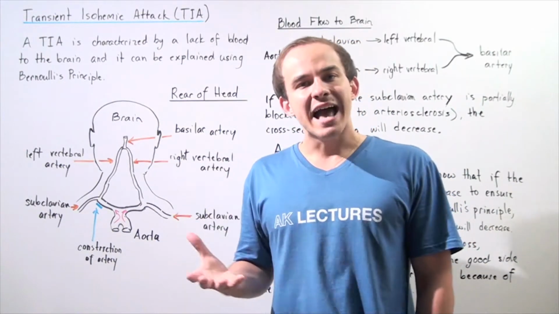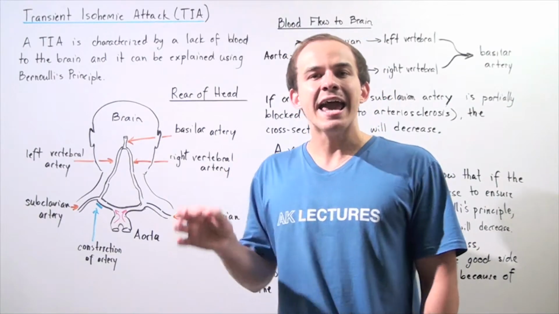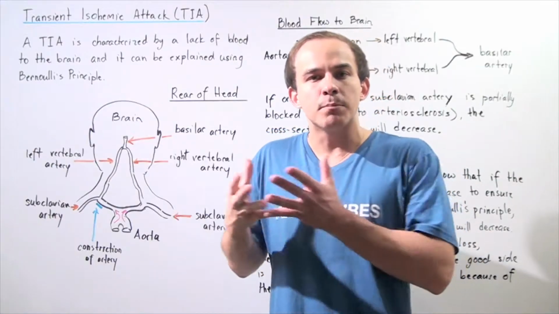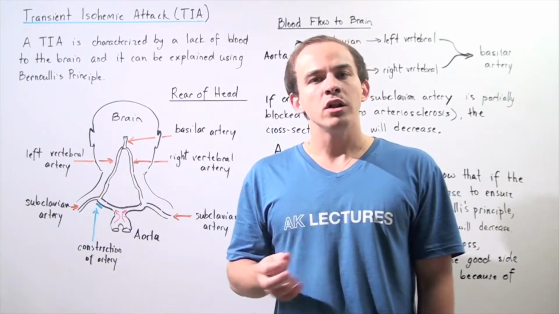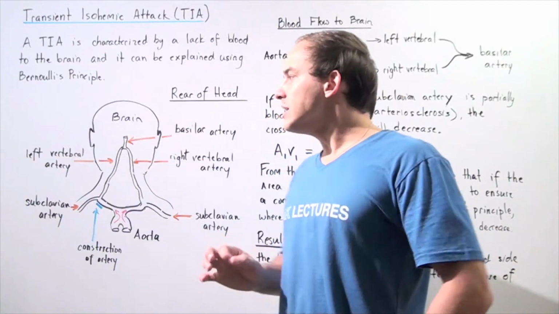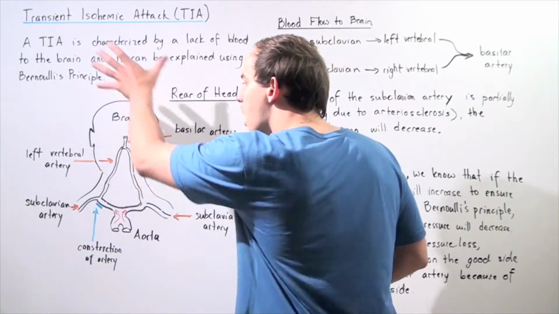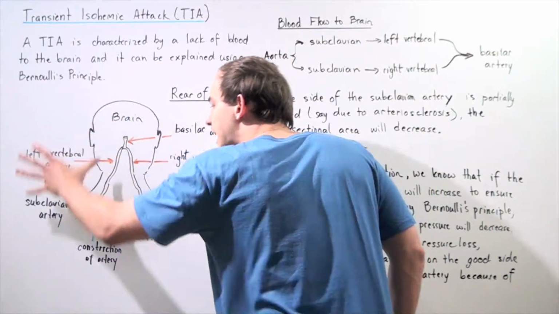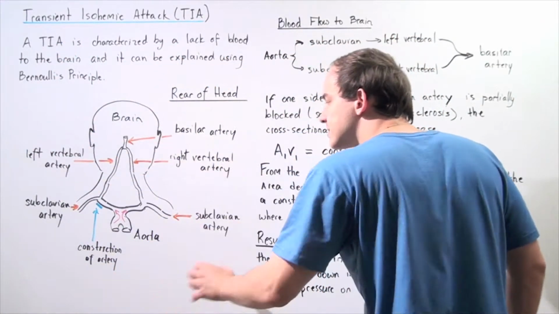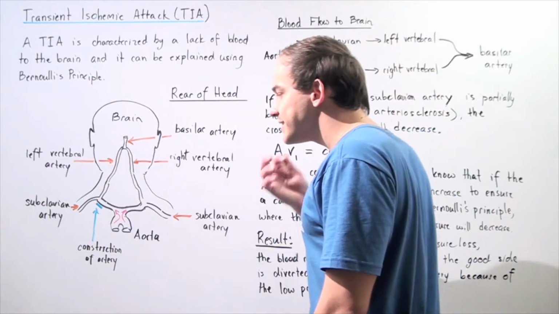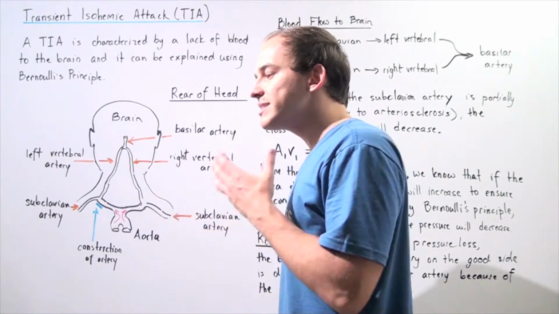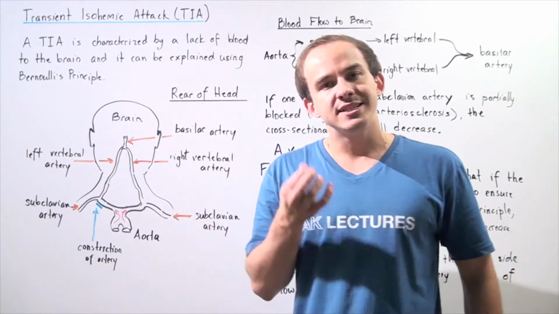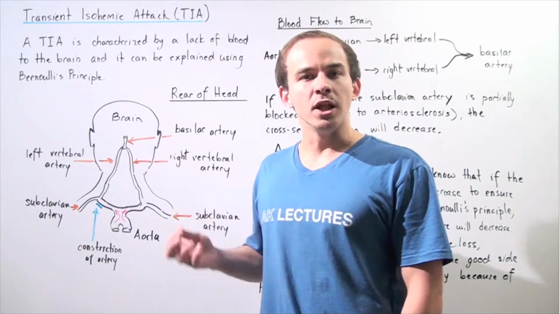Now, before we examine how a TIA and Bernoulli's principle are related and how we can explain it using Bernoulli's principle, let's recall a bit of physiology. So let's suppose we're looking at the rear of a person's head, so at the back of the person's head. We have the left side of the body and the right side of the body. Now, how exactly does the blood travel from the heart to the brain? So let's examine the pathway that our blood takes.